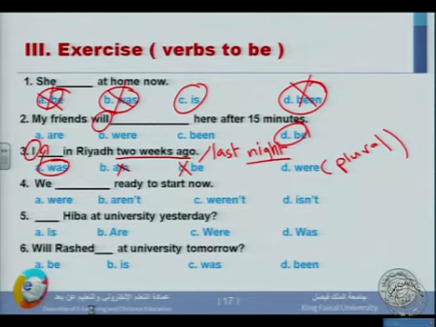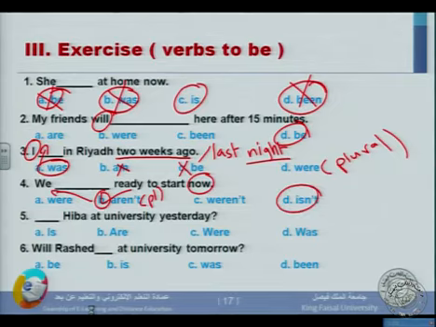We were ready to start. We فراغ ready to start now. now لما تحكي now هي الآن present، فشو بنحكي؟ we are not. طب ليش مش we isn't؟ لأنه are not تأخذ جمع، والجمع هو we، وما بتأخذ we is، فهيك غلط بتكون.